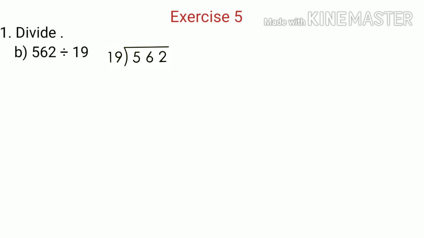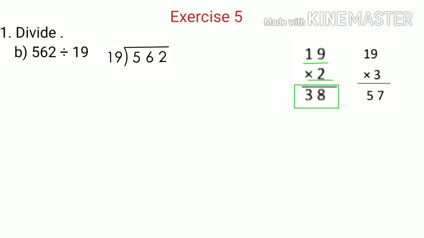Now we have to find 19 multiplied by which number will give us a number which will be equal or nearest to 56. Let's multiply 19 by 2 and check whether we get a number which will be equal to or nearest to 56 or not. Now if we multiply 19 by 2, we get 38. Now let's multiply 19 by 3 and check the product. 19 multiplied by 3 is 57 and it is greater than 56. So we will consider the product of 19 and 2, that is 38, because 38 is nearest to 56.